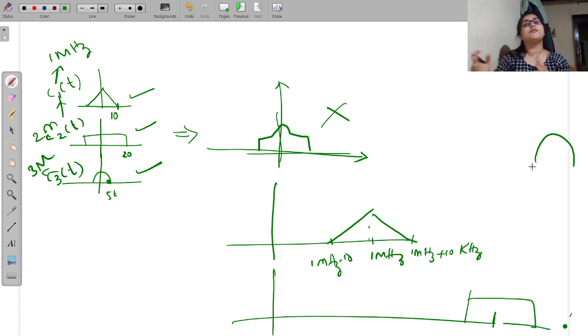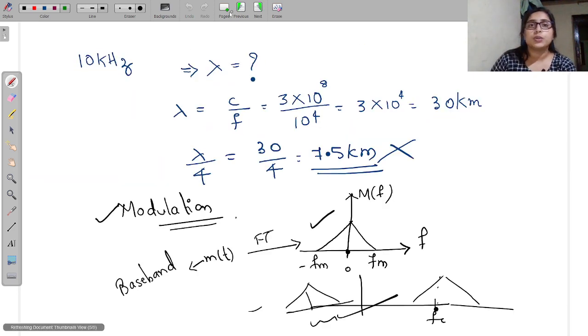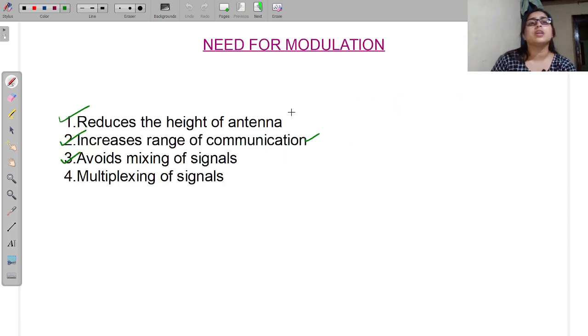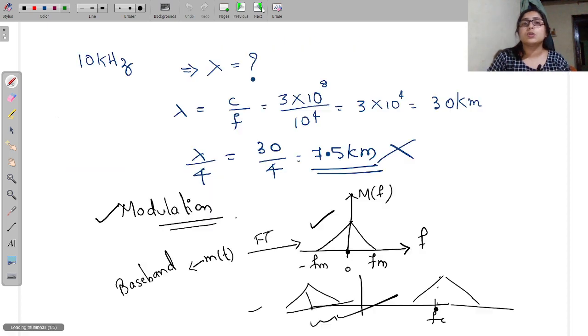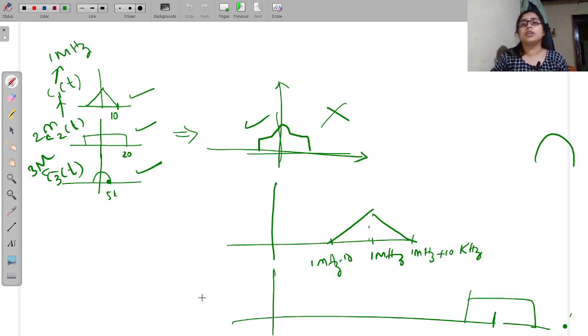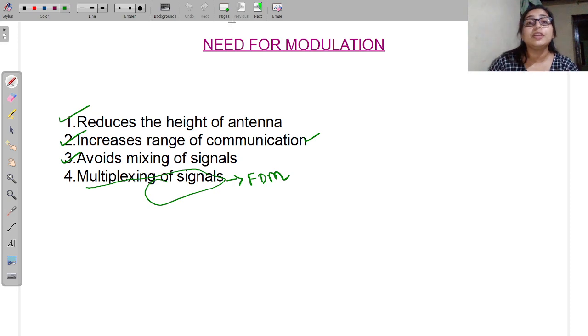What happens? They are occupying different slots, so there is no mixing of signals. But if you are sending it directly without modulation, there will be mixing of signals. So you understood this point also: it avoids mixing of signals. This is the multiplexing of signals. To transmit multiple signals over the same communication channel, we use a communication technique like frequency division multiplexing. They occupy different slots, and these signals pass through the same communication channel. So this is frequency division multiplexing. This is all about the need for modulation.